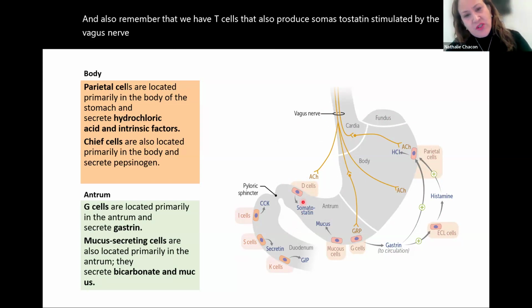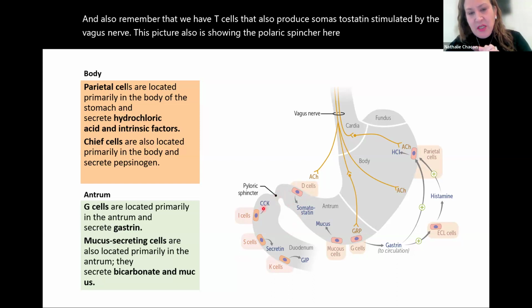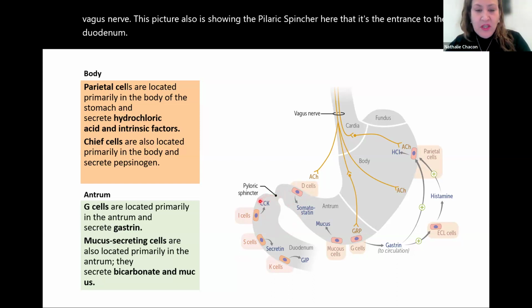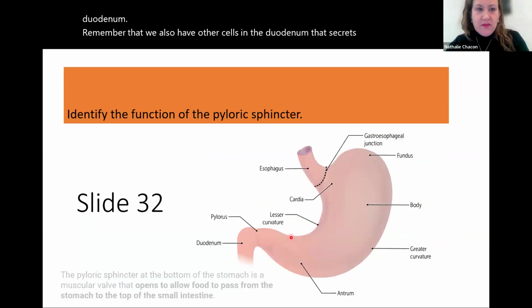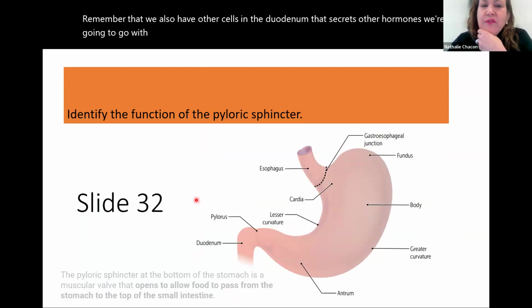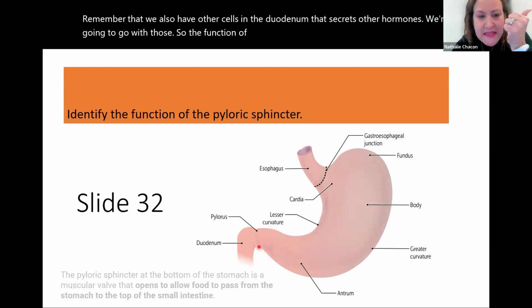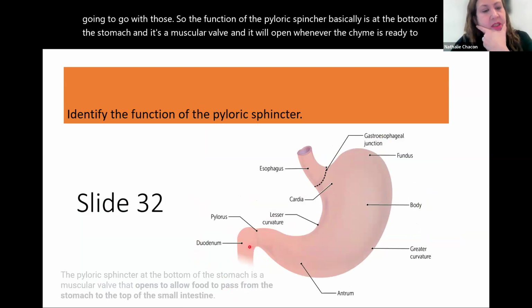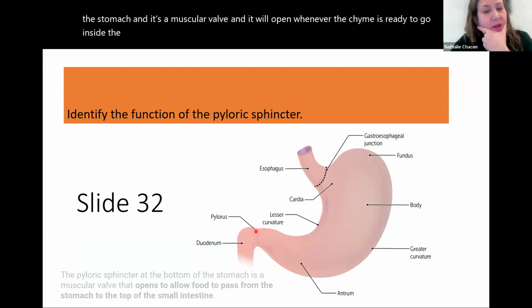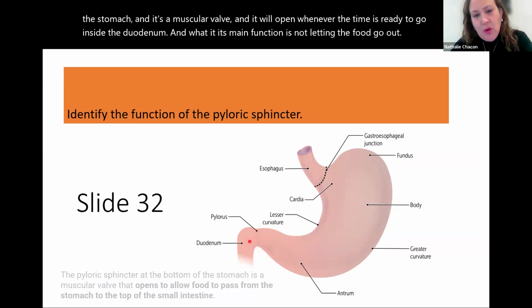This picture also shows the pyloric sphincter, which is the entrance to the duodenum. Remember that we also have other cells in the duodenum that secrete other hormones. We're going to go over those. The function of the pyloric sphincter is at the bottom of the stomach, and it's a muscular valve that will open whenever the chyme is ready to go into the duodenum. Its main function is not letting the food go out until it's ready to go out.